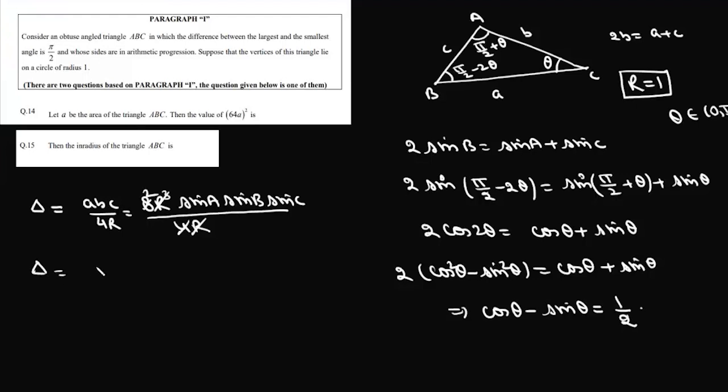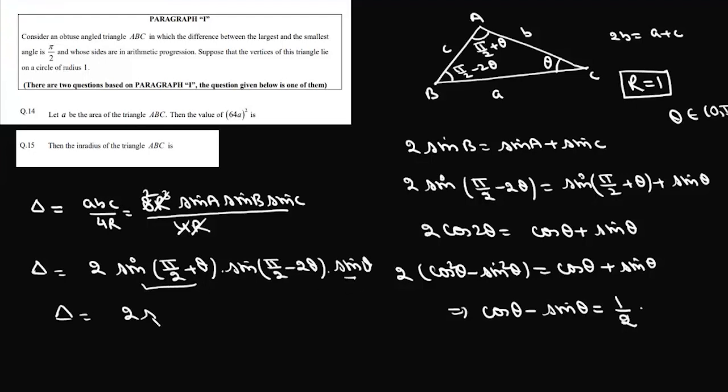So the area of this triangle will be 2 sine A, which is sine of pi by 2 plus theta, sine B, which is sine of pi by 2 minus 2 theta, and sine theta. So this area will be 2, now this is cos theta and sine theta, so it will be 2 sine theta cos theta, and here sine of pi by 2 minus 2 theta is cos 2 theta. So the area of this triangle will be sine 2 theta into cos 2 theta.